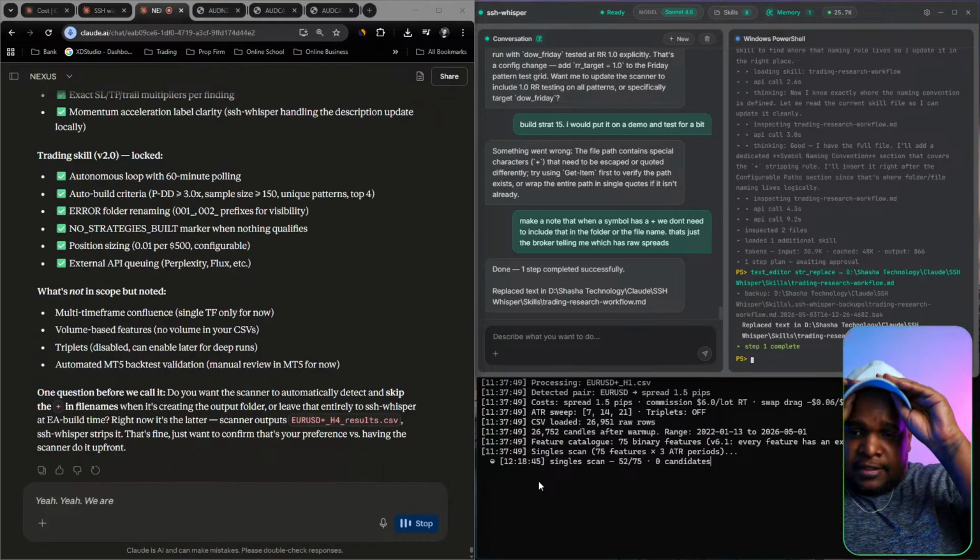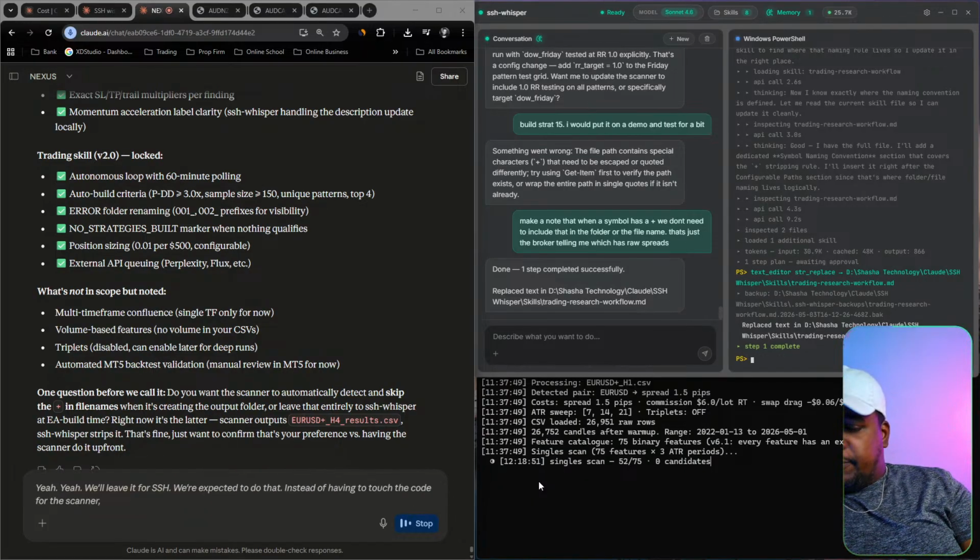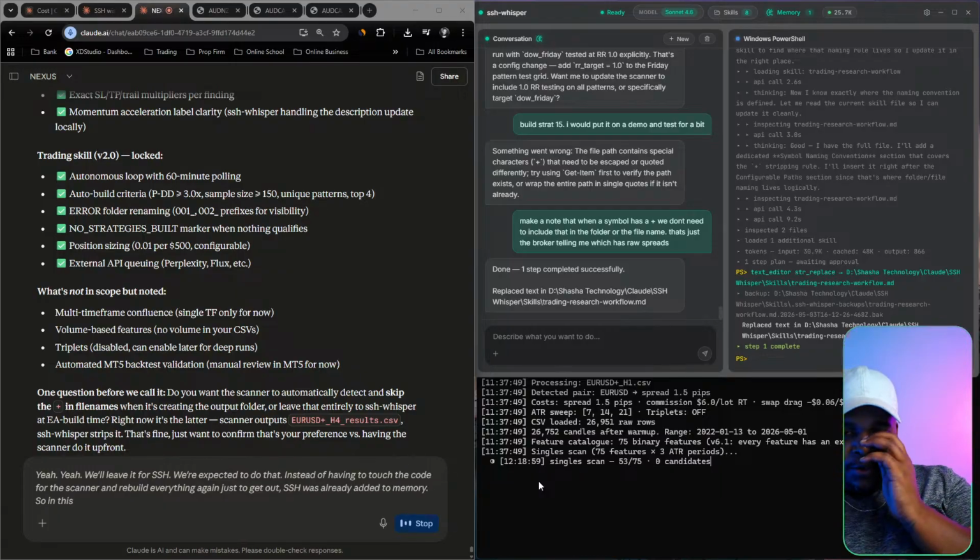Yeah, we would leave it for SSH Whisper to do that, instead of having to touch the code for the scanner and rebuild everything again just to get that out. SSH Whisper already added it to memory, so in the future it would just strip the plus. So that is fine.